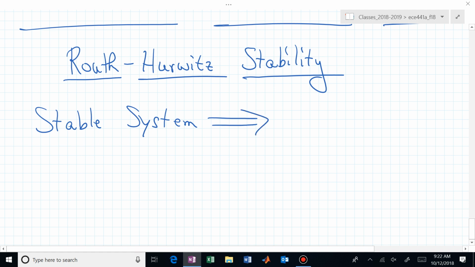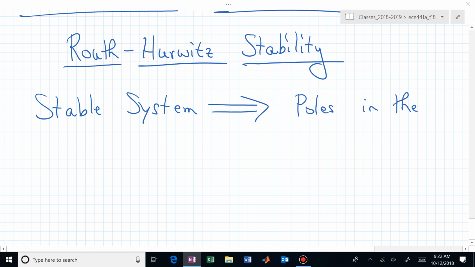If I have a system that's stable, what do I know is true about my system, or let's say the closed loop system? Where do I know the poles are? Where are my poles if my system is stable? They're to the left, aren't they? They're in the left half plane.